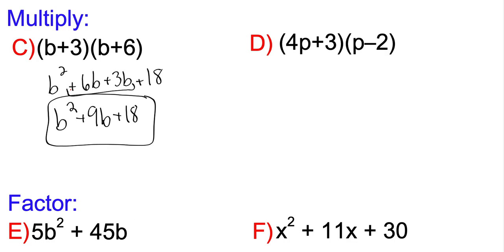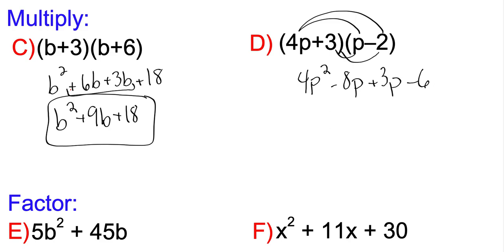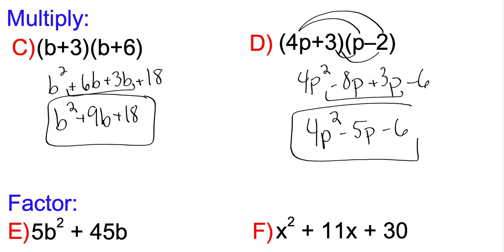Okay, same thing for D. So we do first, 4p squared, outer, negative 8p, inner, positive 3p, last, negative 6. Combine those two in the middle, 4p squared minus 5p minus 6, and we are done.